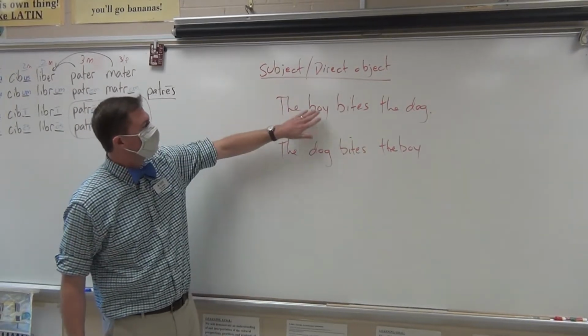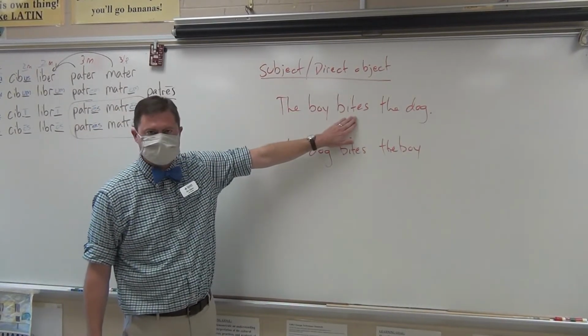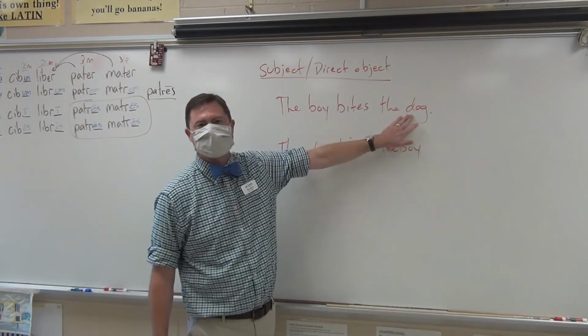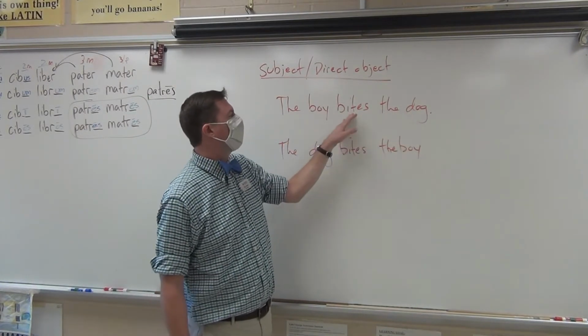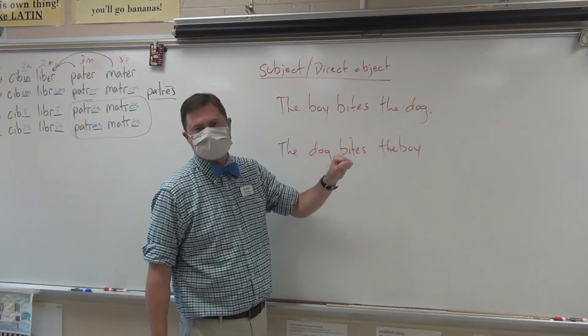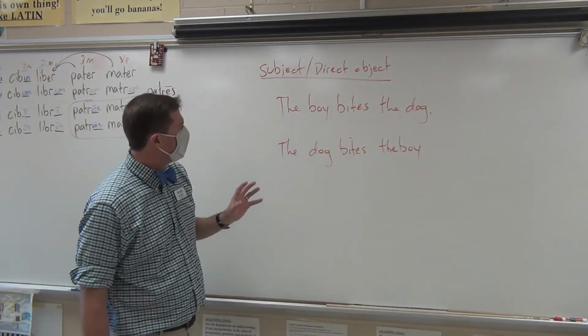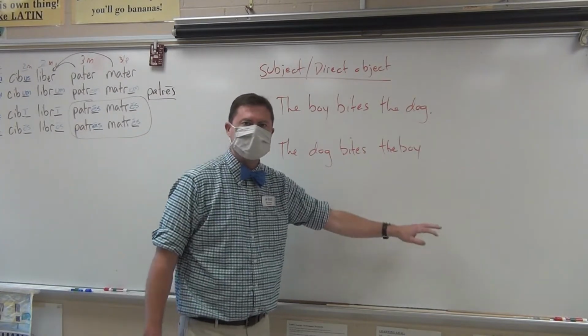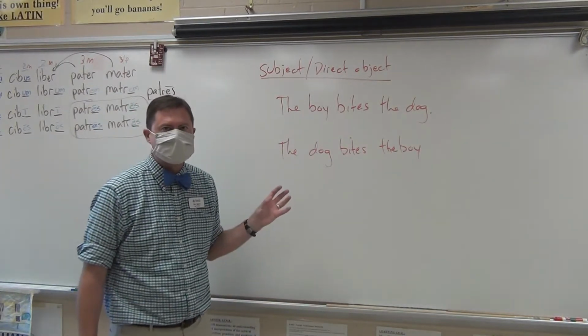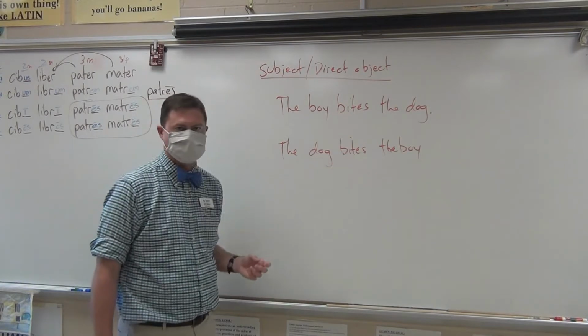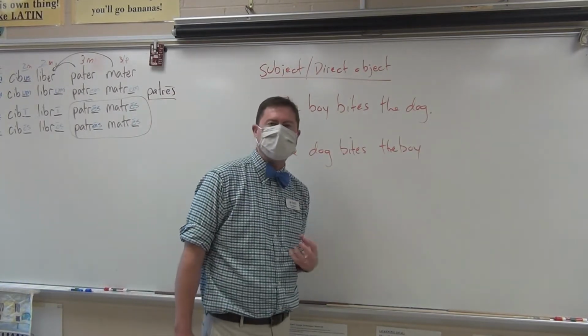In the first one, the boy is the one who is doing the biting, and the dog is the direct object, as it answers whom or what the boy bites, or you could understand it as the dog receives the biting. Likewise, in the second one, the dog bites the boy, because the word order is changed. Now we have the dog as the one doing the biting, and the boy receiving the action.